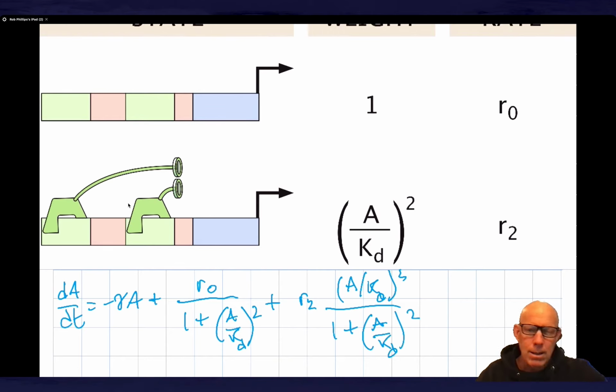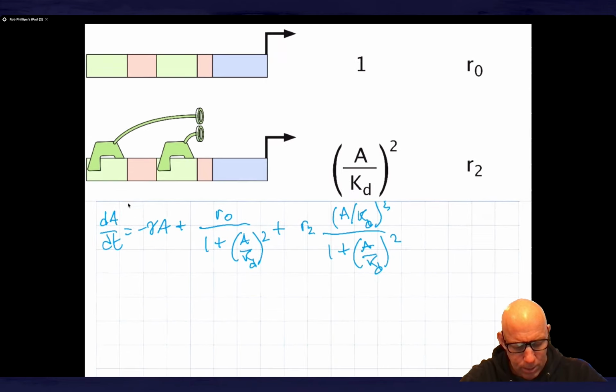Now, you might be asking yourselves, why would you have chosen to write down this cooperative interaction? And I'm not going to go into it in too much detail, but I do want to alert you to the fact that had I not chosen a cooperative interaction, this thing would not behave as a switch. And I'll try to indicate that to you in a few minutes.